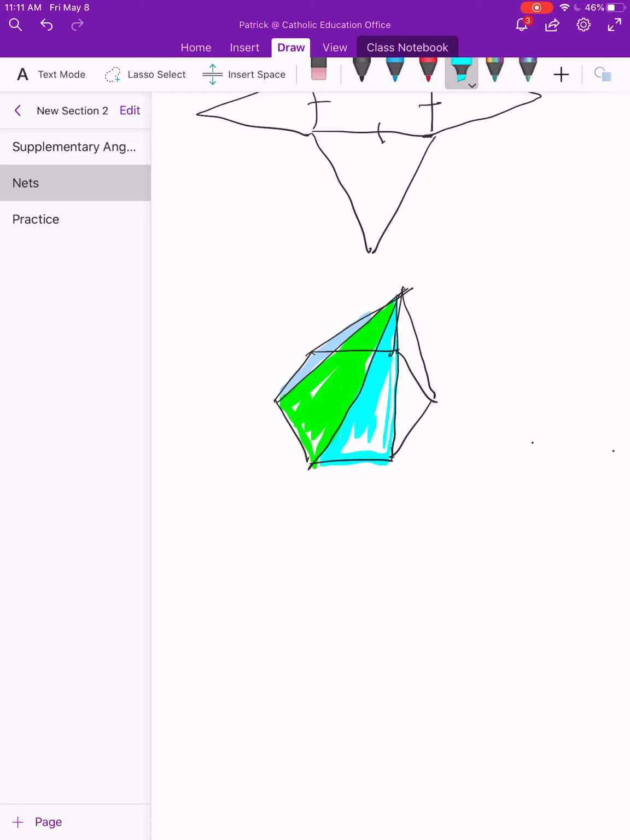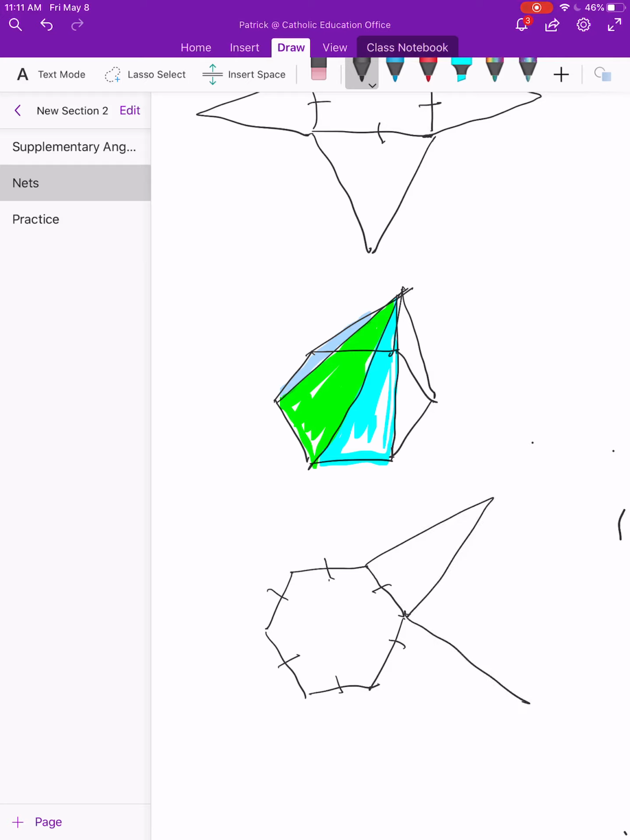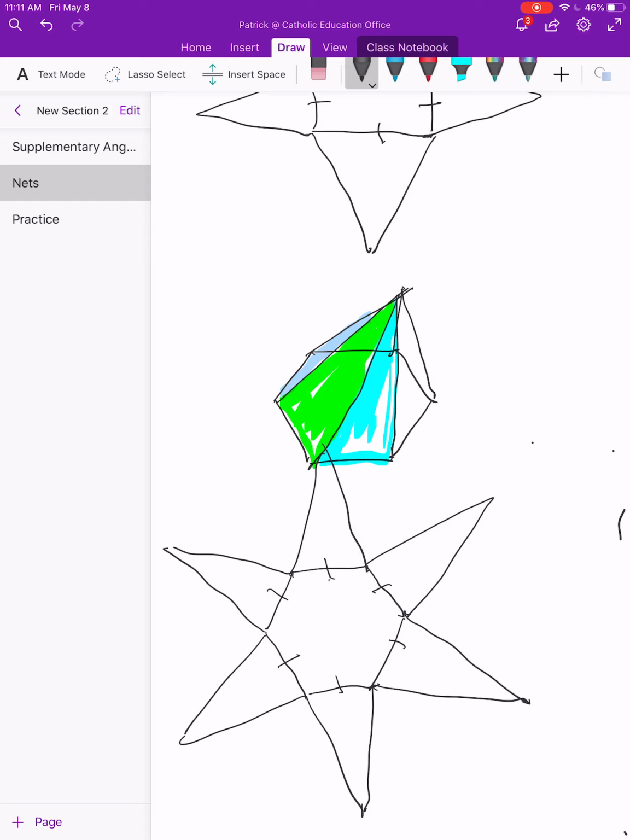So we have a hexagon which has 1, 2, 3, 4, 5, 6 sides. That means there's going to be 6 triangles coming off of this, and they're going to be coming off of each of the sides. 1, 2, 3, 4, 5, and 6. And these would all fold up to make the pyramid.